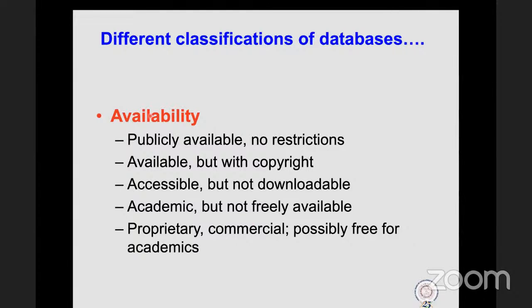There are also differences based on availability. You can classify a database into several categories, like publicly available with no restriction, like NCBI, UniProt, or EMBL in scientific terms. The second is available but with copyright. For example, the Aadhaar database: when you are getting your Aadhaar in soft copy from the Aadhaar website, you have to authenticate, and it is copyrighted to the government of India.